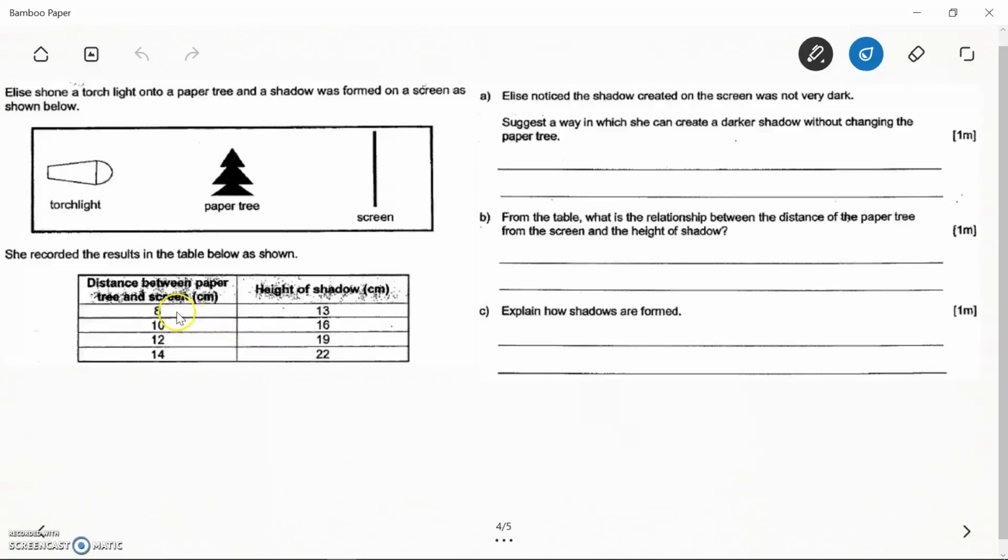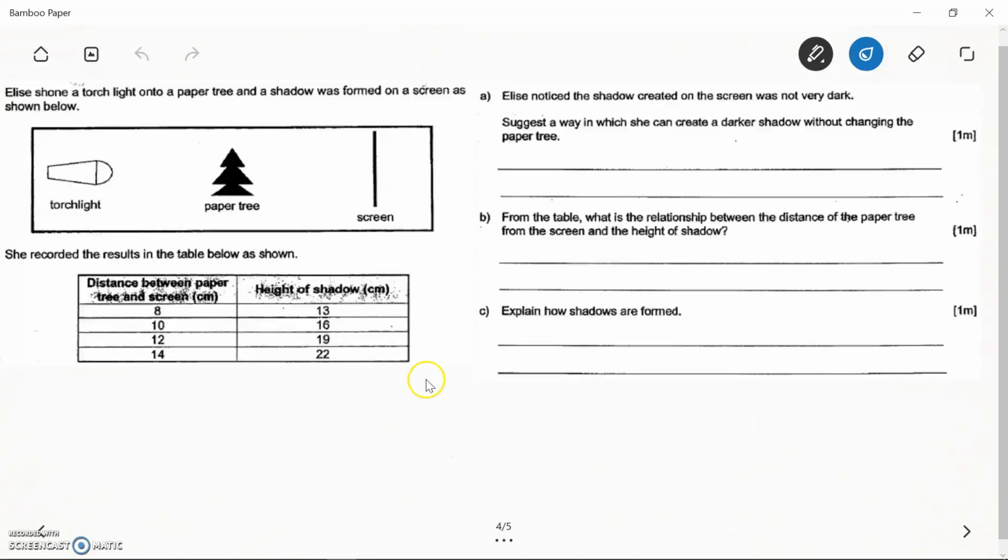Okay, at a shorter distance, it is 13. 10 cm is going to be a bigger shadow. 12 cm is going to be an even bigger shadow. 14 is going to be a very big shadow. So the shadow is going to become bigger as the screen moves further away from the paper tree.